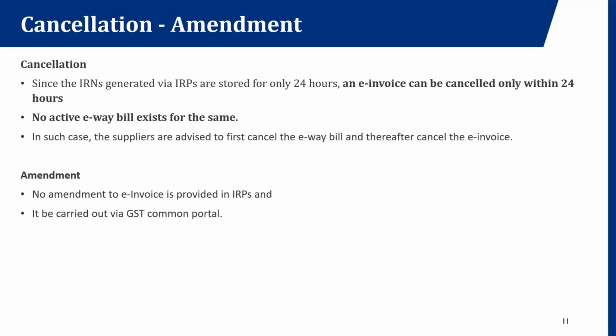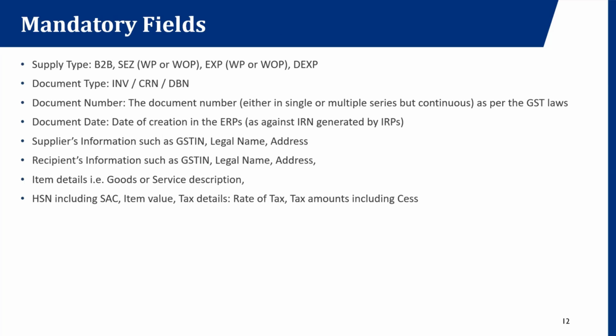So 24 hours means only one day. What we used to do while filing GSTR-1 was see that the GST number was not correctly mentioned, and we would correct it. We could do the amendment. That is not possible now. The amendment option is not available on the IRP now. We have to ensure that.